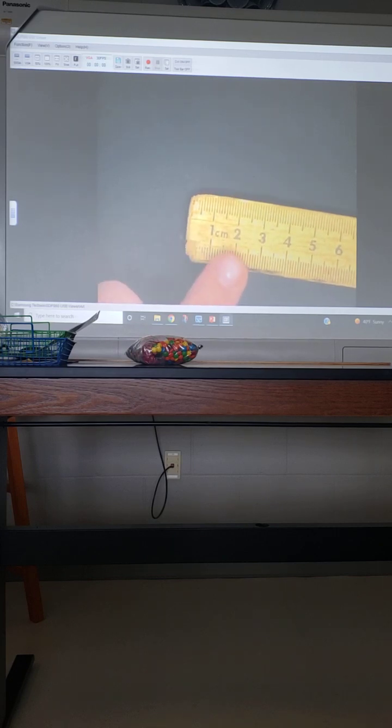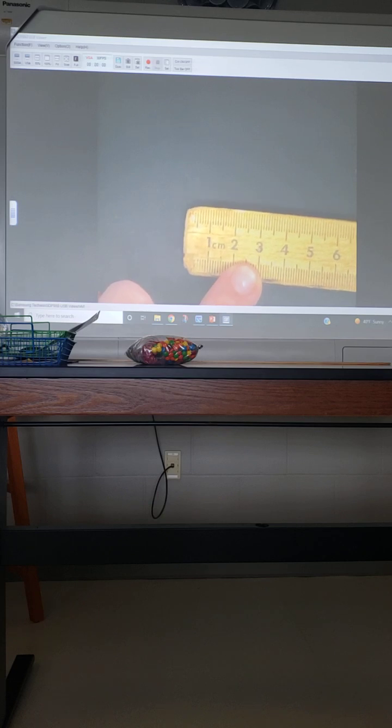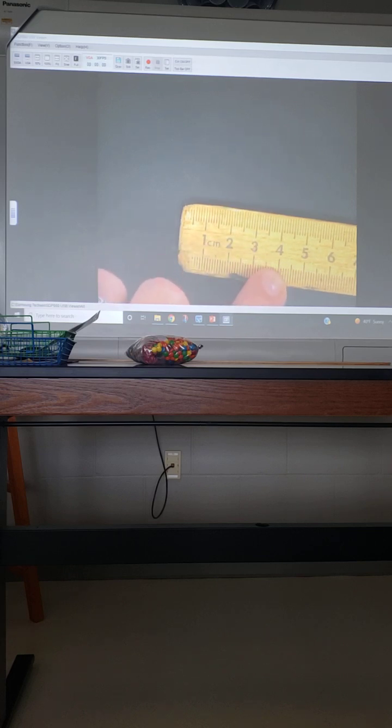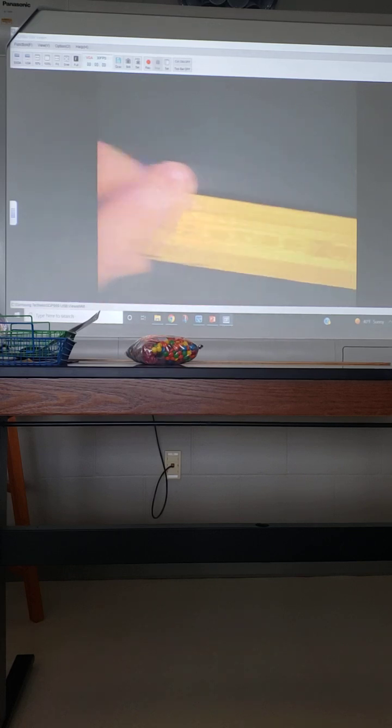There's a piece, there's a piece, there's a piece. Each of those pieces represents 1/100th of the entire dollar, or each centimeter is 1/100th of the entire meter stick. Notice how these numbers are right here on these lines.